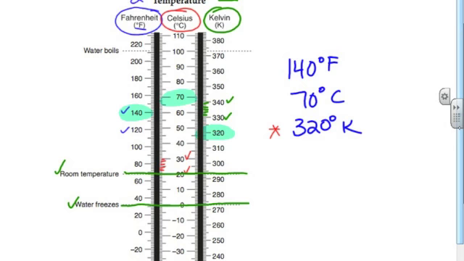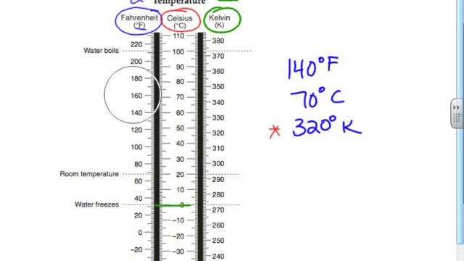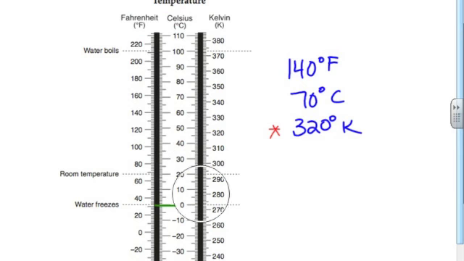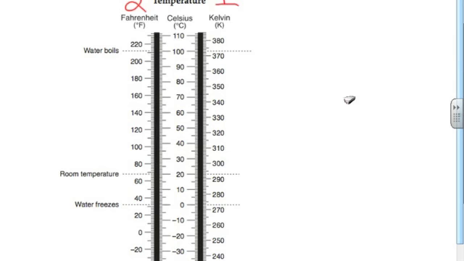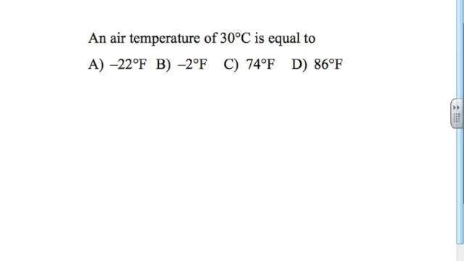A couple of other sample questions. Before we bounce, I'm just going to clean this up so we can refer back to it and see clearly. I will leave my scale reminders 2, 1, 1. And a couple of sample questions, like this one. An air temperature of 30 degrees Celsius is equal to. Now, before I bounce back to my scale, notice all of my answers are given in degrees Fahrenheit.